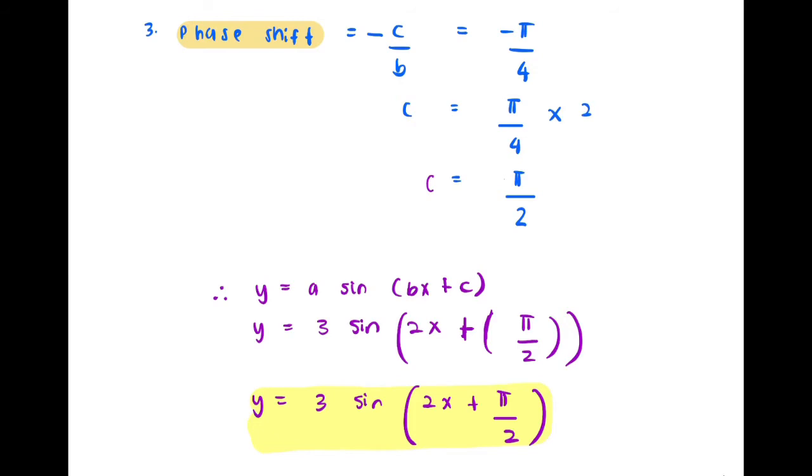So now let's put all of a, b, and c inside the equation here. So let's compare with the general equation given. Let's fill in your a, which is 3, your b, which is 2, and your c, which is pi over 2. So plus pi over 2, nothing will change. Therefore, this is your final answer: y equal to 3 sine 2x plus pi over 2.